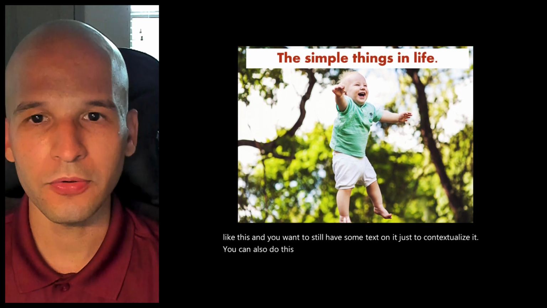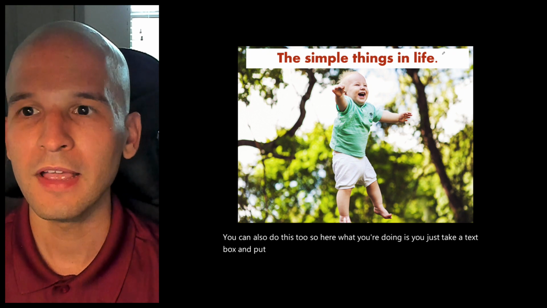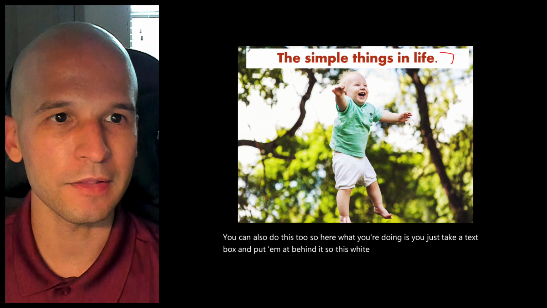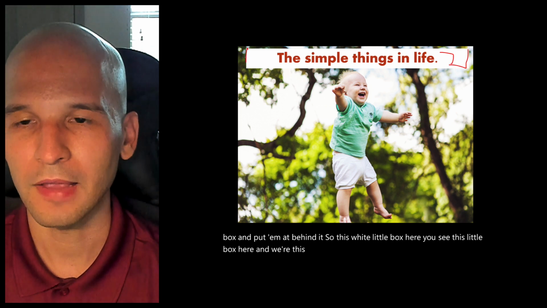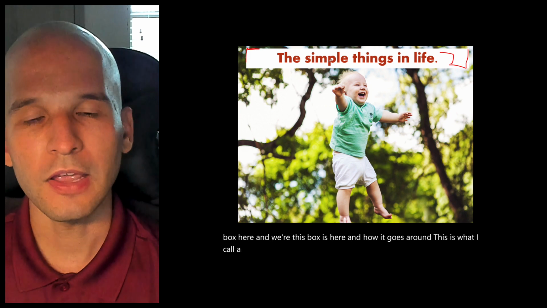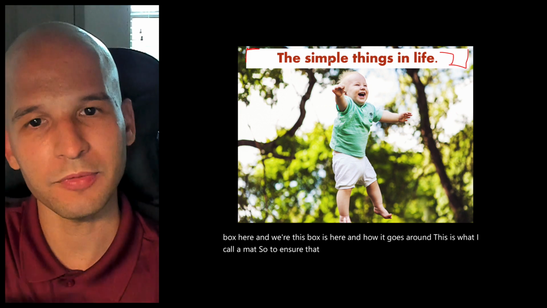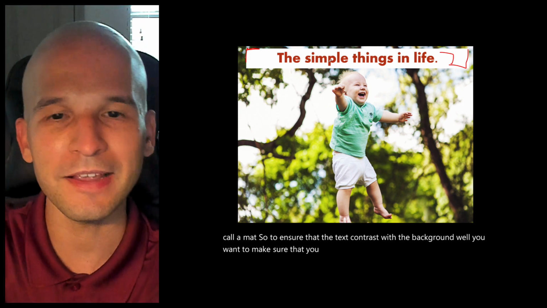So here, what you're doing is you just take a text box and put a mat behind it. So this white little box here, you see this box here and how it goes around. This is what I call a mat. To ensure that the text contrasts with the background well, you want to make sure that you have some kind of mat behind it.